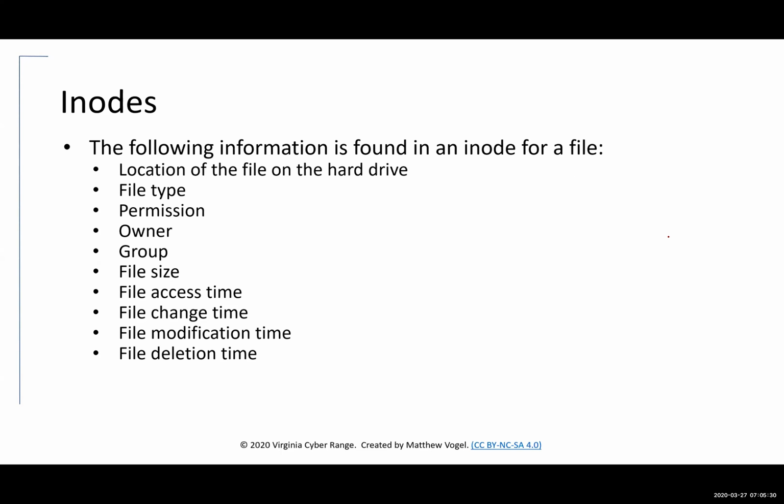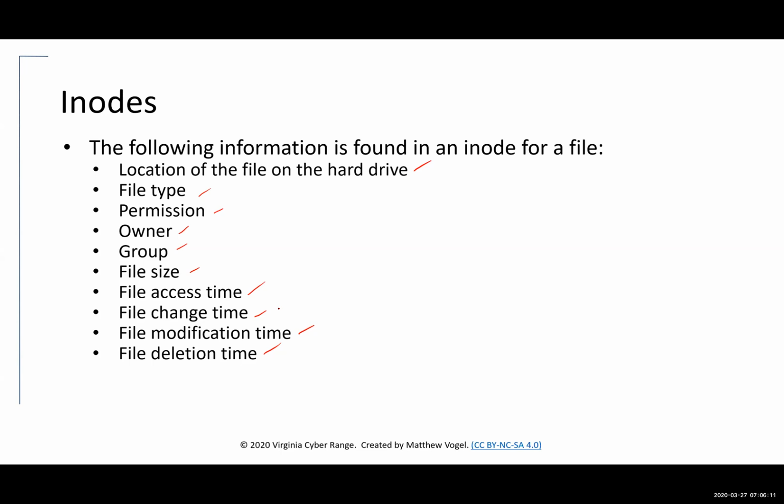So here's all the things that an inode contains. Again, this is a data structure that contains information about a file. It has information about where the file exists on the hard drive, so when you try to access it, the operating system can find it and get the data out of it. Information about what type of file it is, what the permissions are, the owner, group, the size of the file, the last time the file was accessed, last time the file was changed, last time the file was modified, and if a file is deleted, when it was deleted. So that's all information contained in the inode.